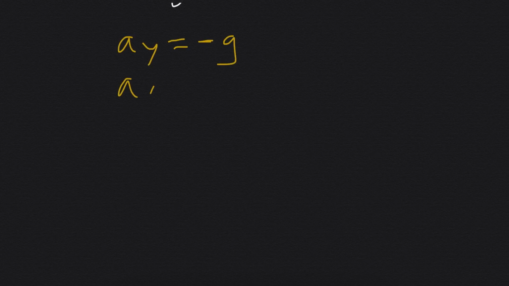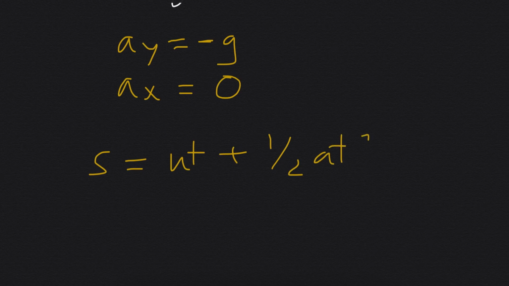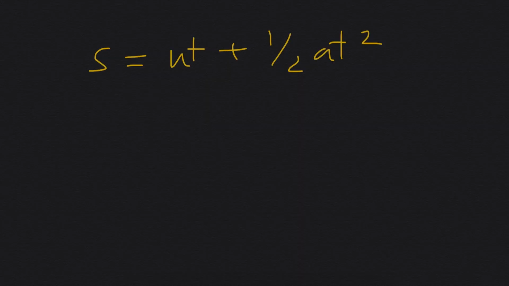So just to recap, a_y is equal to minus g and a_x is equal to 0. And the x velocity is constant. It's not changing. So we can use these formulas. Remember, s is equal to ut plus 1/2 at squared. So I'm going to transform this equation in terms of the y direction only. Remember, this was a one-dimensional motion equation. One dimension means motion along a straight line.